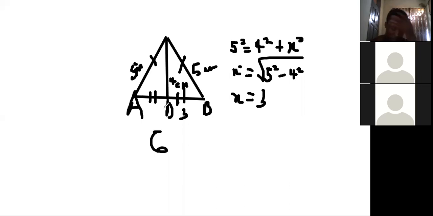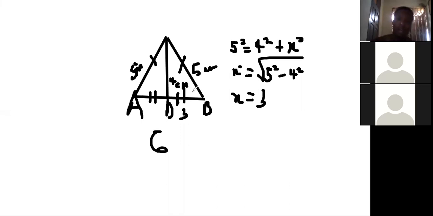Yes, sir. Now when the question says find the perimeter, then for the perimeter you add all of them. So that will be 5 plus 5 plus 6. That will give you 10 plus 6. That will give you 16. Are we true? Yes, sir. So that is it.